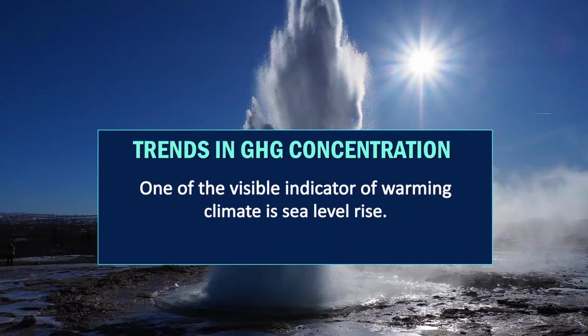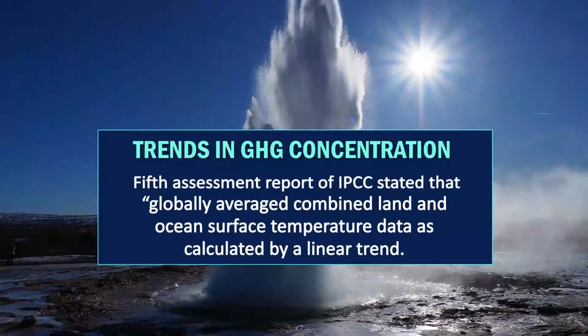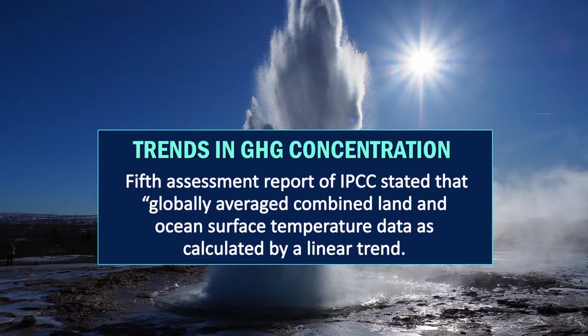One of the visible indicators of a warming climate is sea level rise. It's a visible symptom. That is a significant point we need to take into account at this juncture. The last report of the Intergovernmental Panel on Climate Change, the fifth assessment report, states categorically that the globally averaged combined land and ocean surface temperature data, as calculated, shows a slow, gentle increase in the temperature.